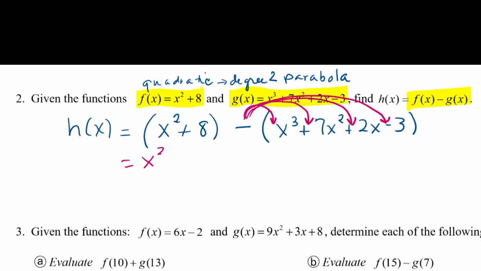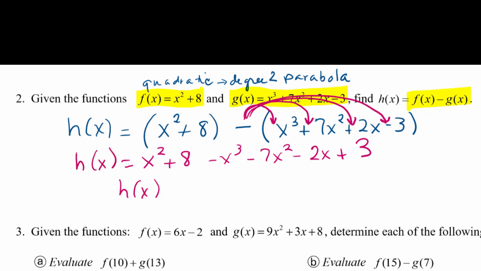So now I'm rewriting the x squared plus 8. The parentheses is not really doing anything, but now here I'm going to distribute that minus, or I'm going to change every single sign in that second parentheses to the opposite. So that's going to be minus x cubed minus 7x squared minus 2x plus 3. Notice all 4 signs were changed, and this is h, right?